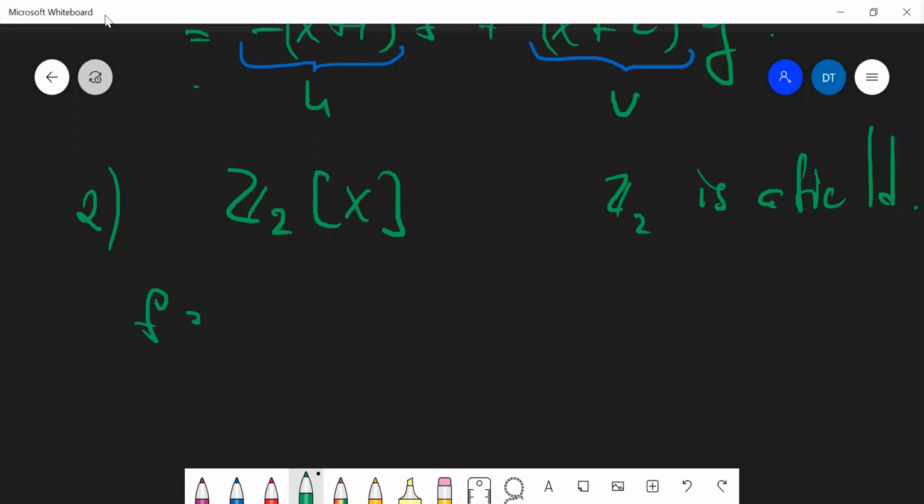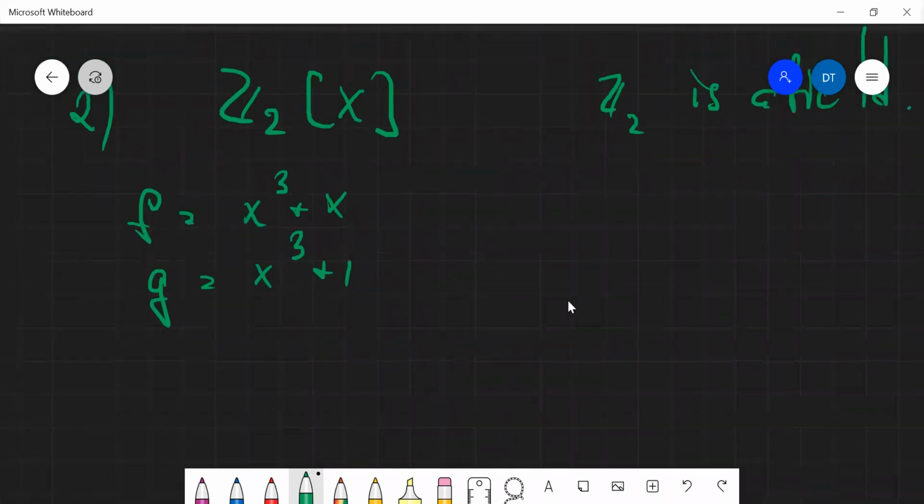Let's take F to be X cubed plus X and G to be X cubed plus 1. Okay, and let's try to find a GCD of these 2 polynomials in Z2. Okay, so how would you do this? First of all, you want to divide F by G with a remainder. So how do you do this?